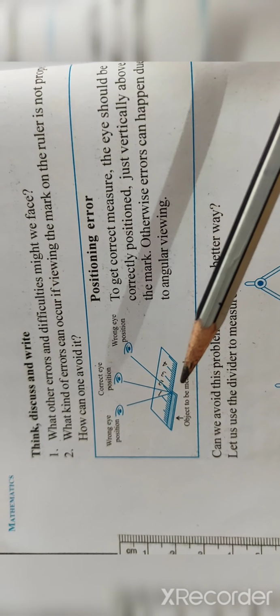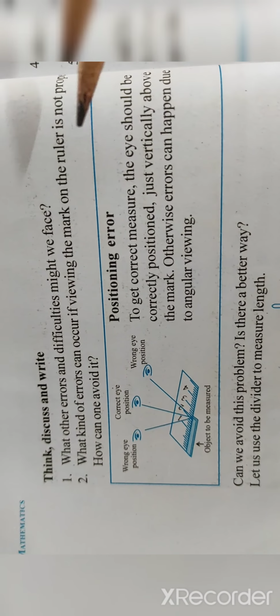See here. Correct eye position and wrong eye position, that means slanting, if we write, we will see. Definitely we will make a mistake. Now we will study about positioning error. What kind of errors can occur if viewing the mark on the ruler is not proper? How can one avoid it?